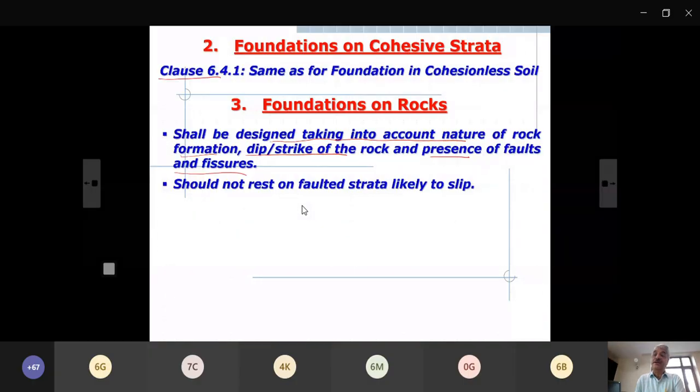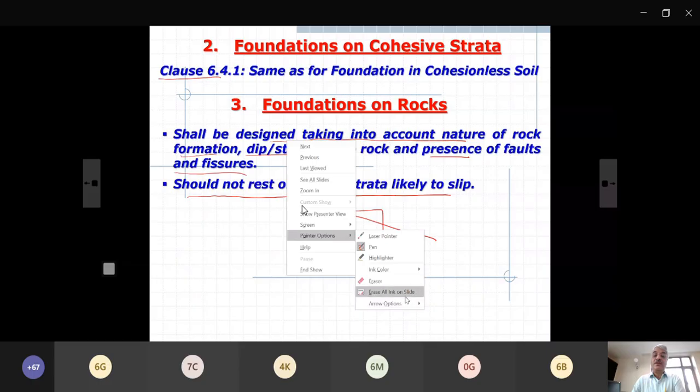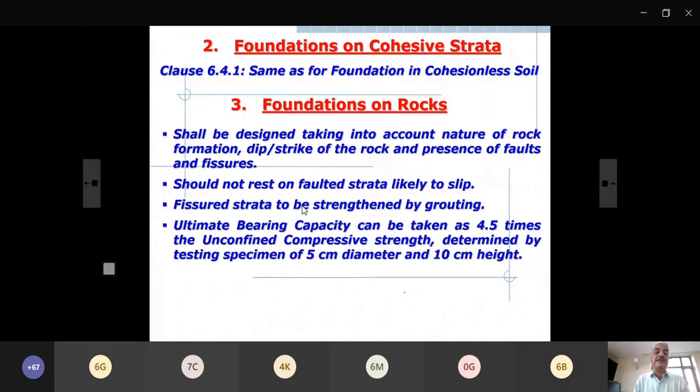And your foundation should not rest on faulted strata likely to slip. If your strata is like this, your fault level is like this, you must avoid resting your foundation here, otherwise it may slip, or otherwise you have to give some anchorage arrangement and all those sort of things. Then fissured strata, if you have got heavily cracked or fissured strata below your foundation, do the grouting to fill up those cracks and fissures and strengthen them.